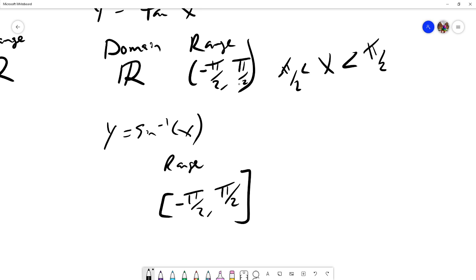Whereas for arcsine, it actually includes pi over 2 and negative pi over 2. So those square brackets mean we are including the endpoints, pi over 2 and negative pi over 2, but when you have parentheses, you do not include the endpoints. That's the difference between open and closed intervals. So be careful about that.